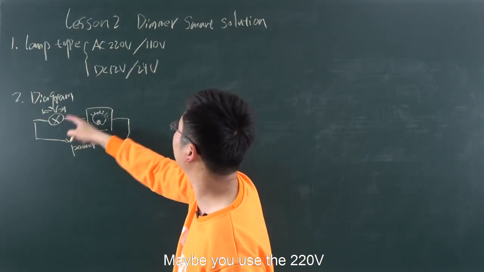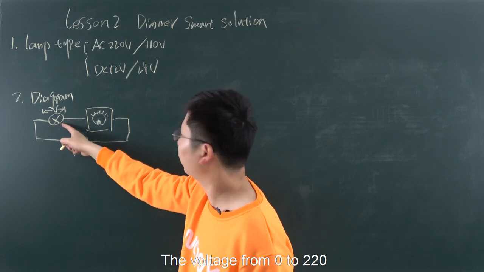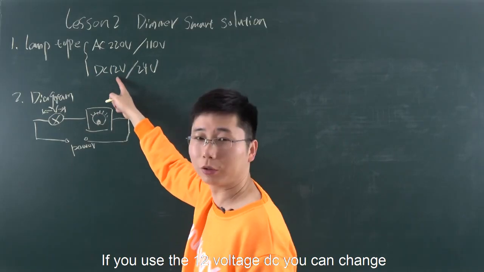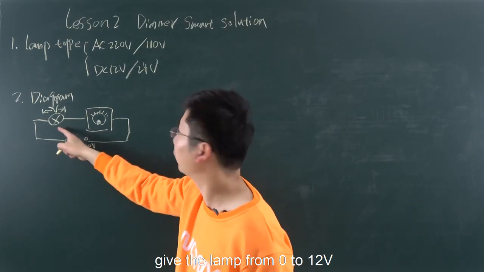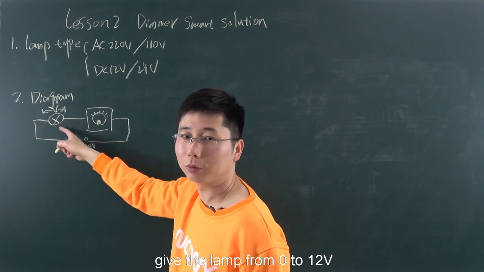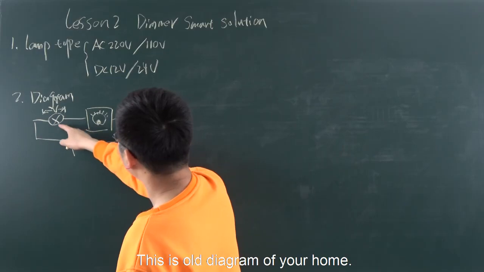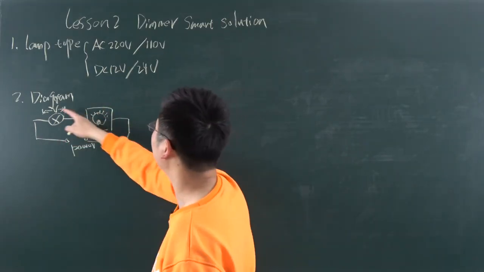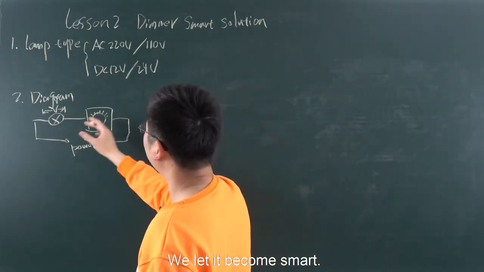Maybe you use 220 voltage, so we can change the voltage to the lamp from 0 to 220. And if you use 12 voltage DC, you can change the output voltage to the lamp from 0 to 12 voltage. So the brightness will be changed. This is the older diagram of your home. Now you are using this structure, and we let it become smart.